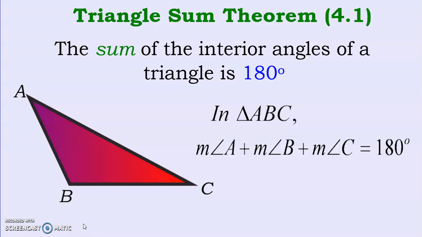All right, section 4.2 is angle measures of triangles. So first we're going to look at the triangle sum theorem that says the sum of the interior angles of a triangle is 180 degrees. Sum means addition, interior means inside. So if we add together the measure of angle A plus the measure of angle B plus the measure of angle C, all three angles are going to sum up to 180 degrees.